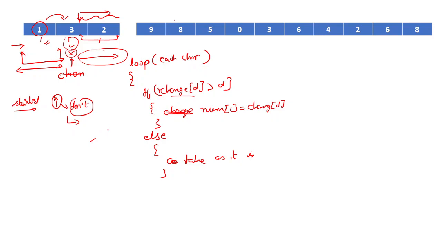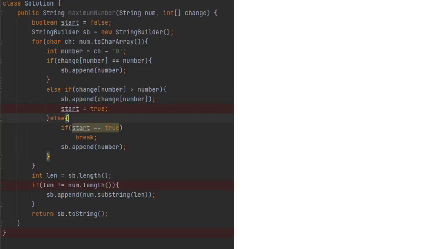Let's see the code. This will be much clearer here. What we are doing is first setting start as false, because we haven't started yet. Suppose we have 1 3 2. We are taking a string builder, in which we will build the new resultant string, and then we are iterating over all the characters of the array. This num string is changed to a character array and we iterate over each character.